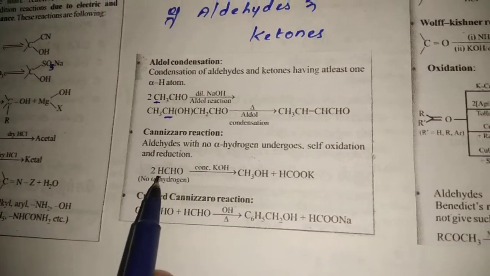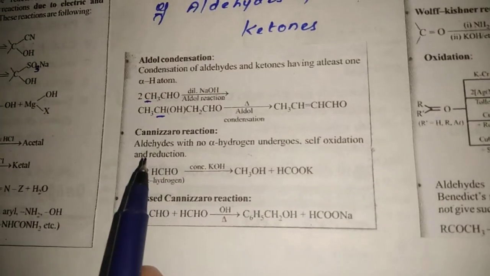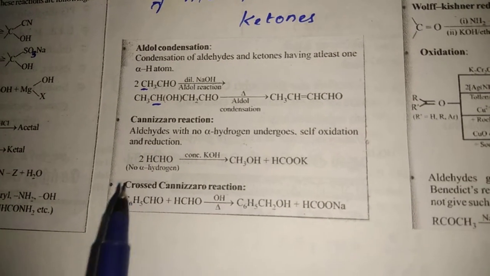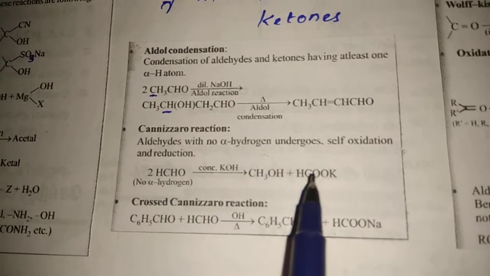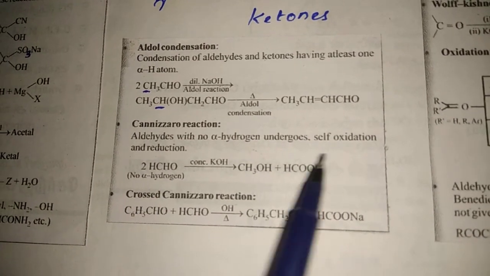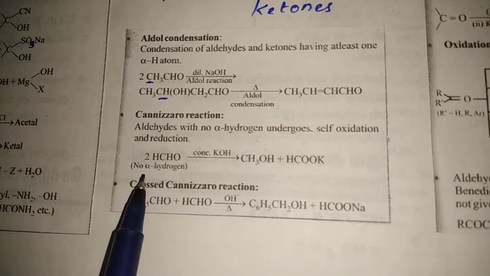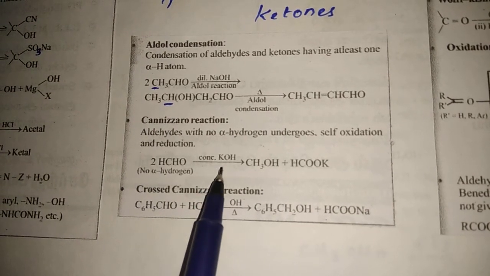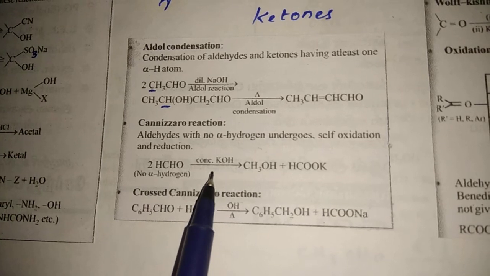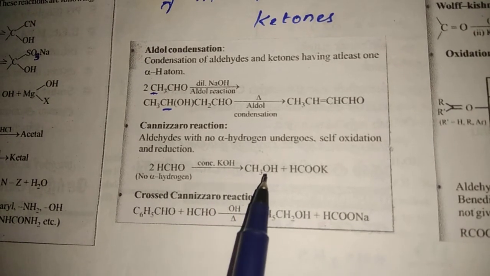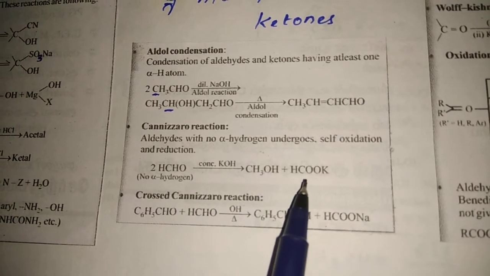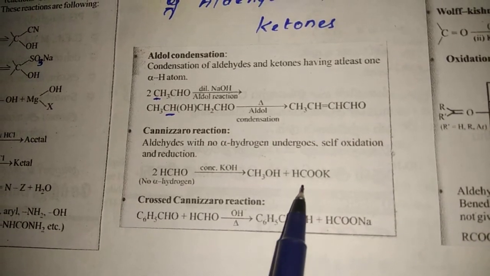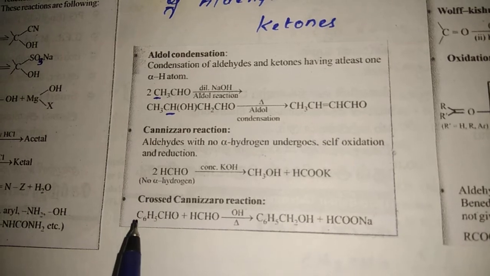Then the Cannizzaro reaction: if aldehydes do not have alpha hydrogen, they undergo self oxidation and reduction. That is, both oxidation and reduction happen in the same species. Here I am choosing formaldehyde, which has no alpha hydrogen. So it reacts with concentrated potassium hydroxide. One forms an alcohol, and the other forms the salt of an acid. Okay, the potassium salt of the acid is formed here.